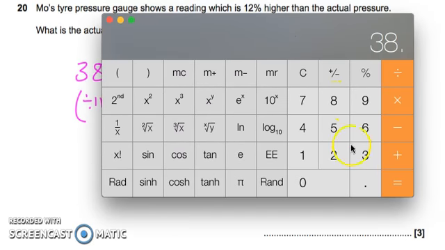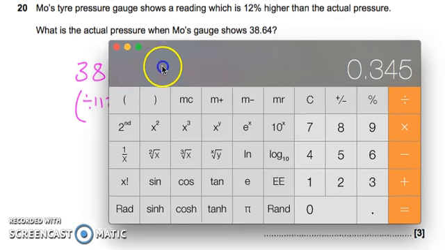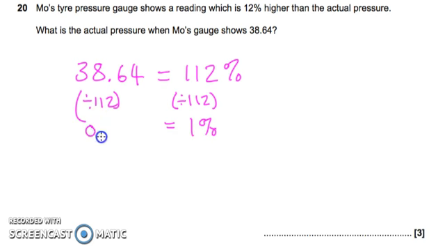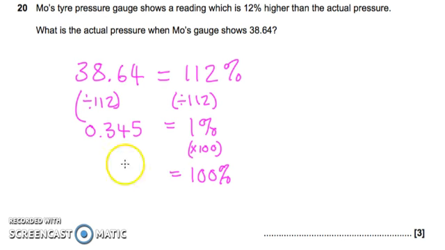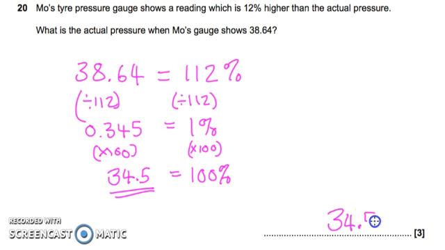38.64 divided by 112 equals 0.345. Now, if we multiply both sides by 100, we are getting 100% on this side, and that's what we want. And if we multiply by 100 on this side, we don't need the calculator for that, it's 34.5. So our answer, because we found 100%, we found the actual pressure, 34.5. Done.